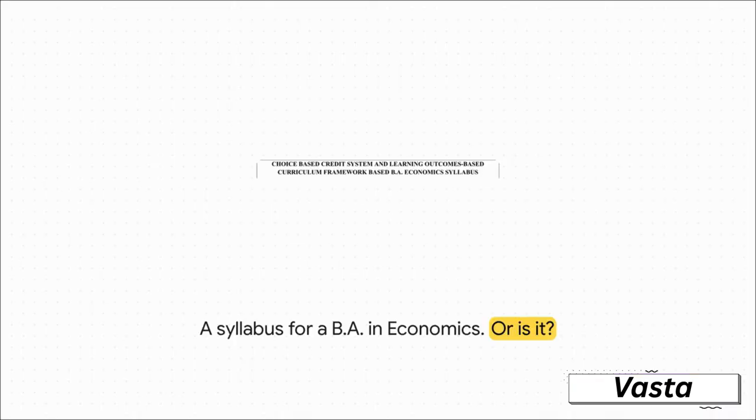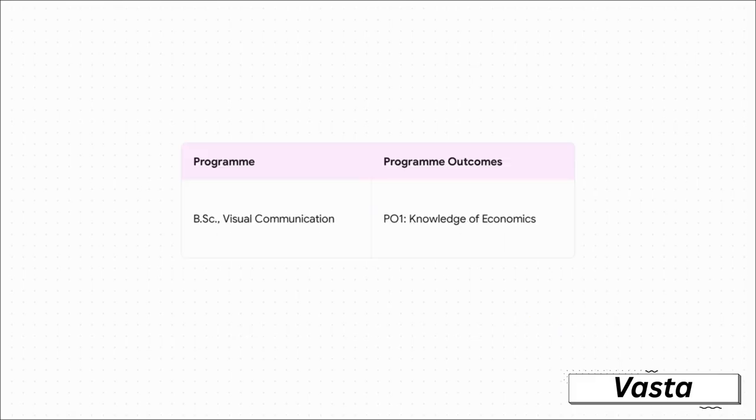Okay, so take a look at this. At first glance, it looks totally normal, right? It's the header for a Bachelor of Arts in Economics syllabus. Pretty straightforward. The university wants to teach economics, and this document is the plan. But if you lean in a little closer, something's not quite right. And boom, there it is. The program is actually for a Bachelor of Science in Visual Communication. But the very first outcome is all about, you guessed it, knowledge of economics. In fact, if you read on, all the goals are about economic theories. What is going on here?